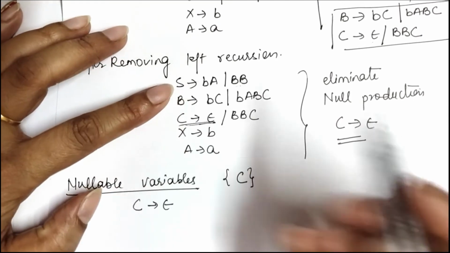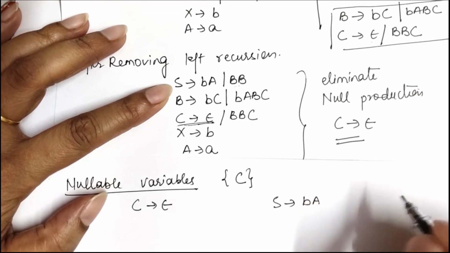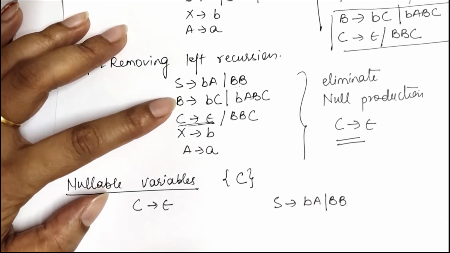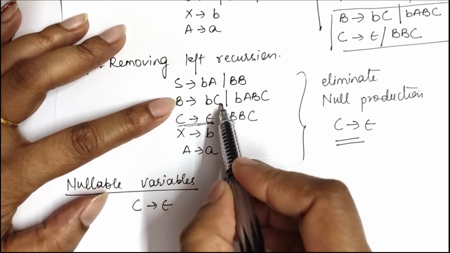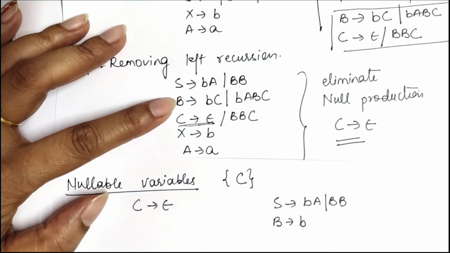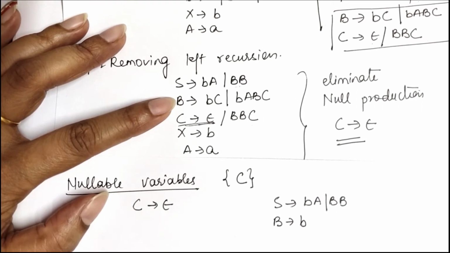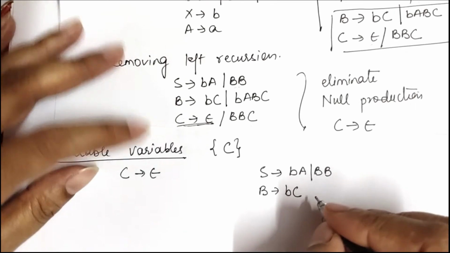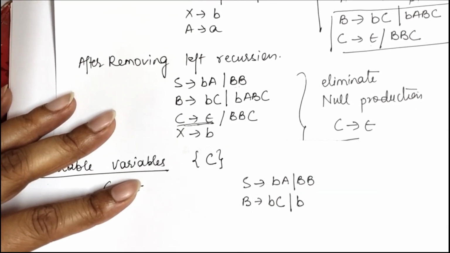See the first grammar, S derives small b capital A, so there is no C here, then capital B, no C, so it will remain as it is. Now B derives small b and capital C. This C is a nullable variable, so we have to write this production with the nullable variable and without the nullable variable. First we write with the nullable variable and then without it, that is only b.